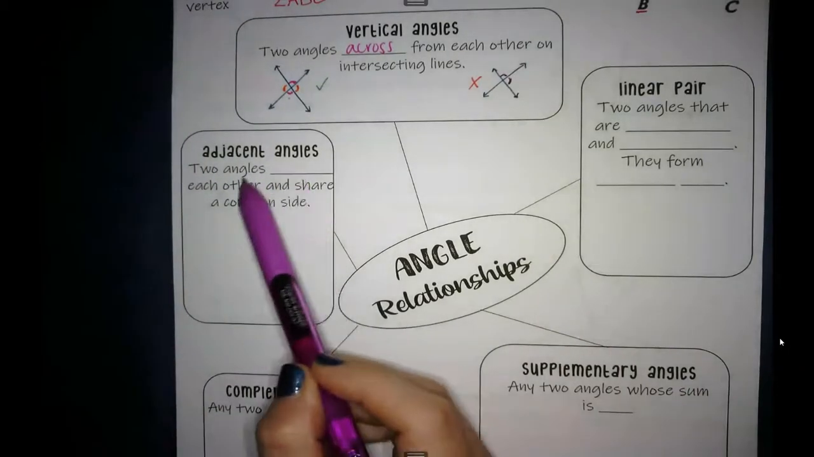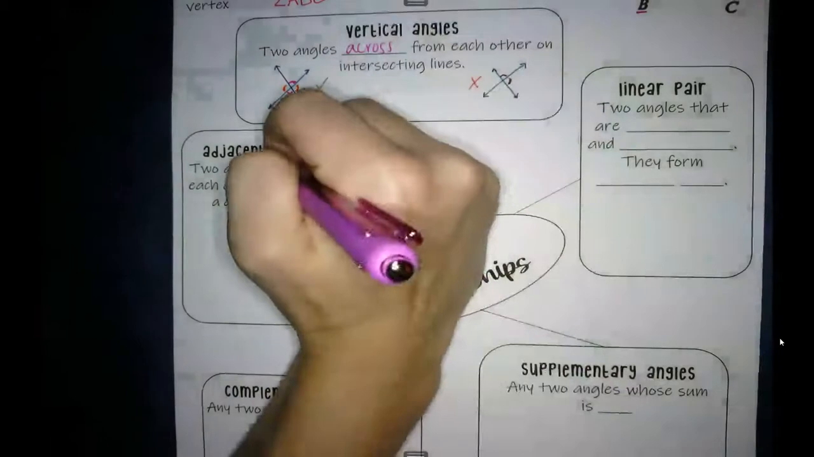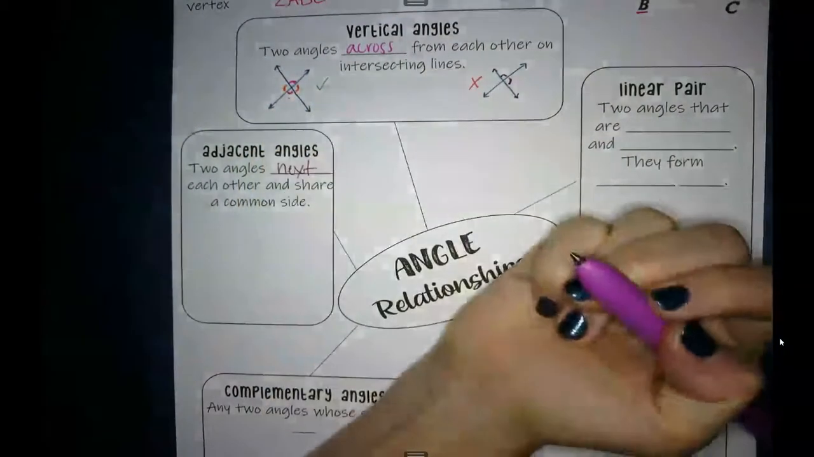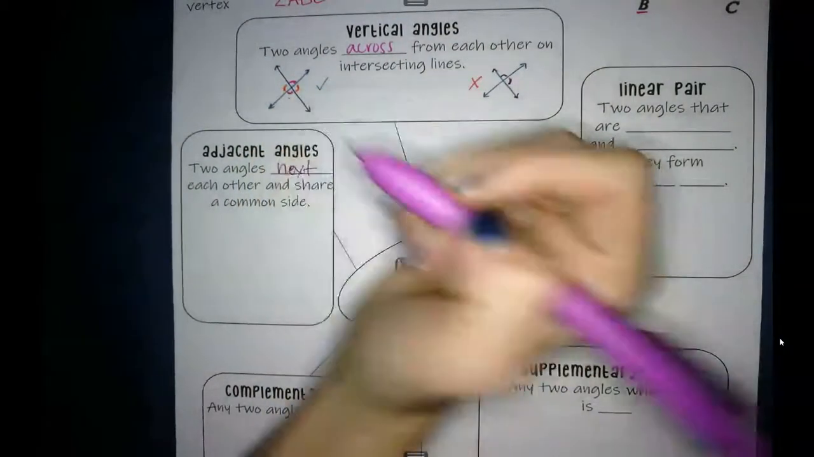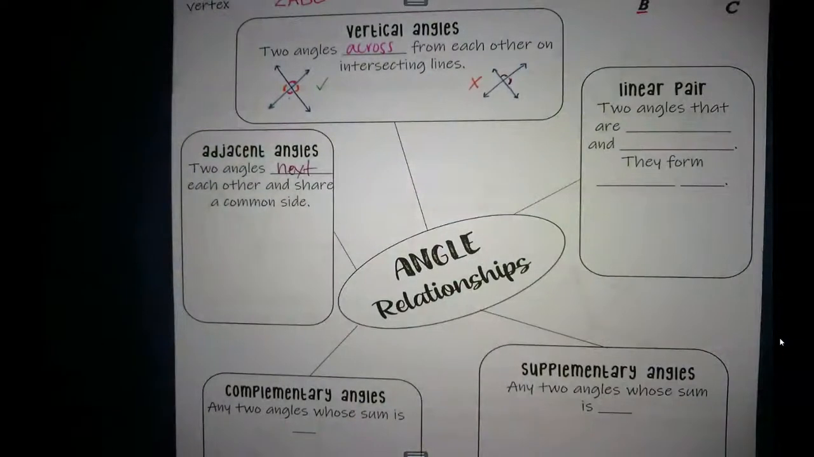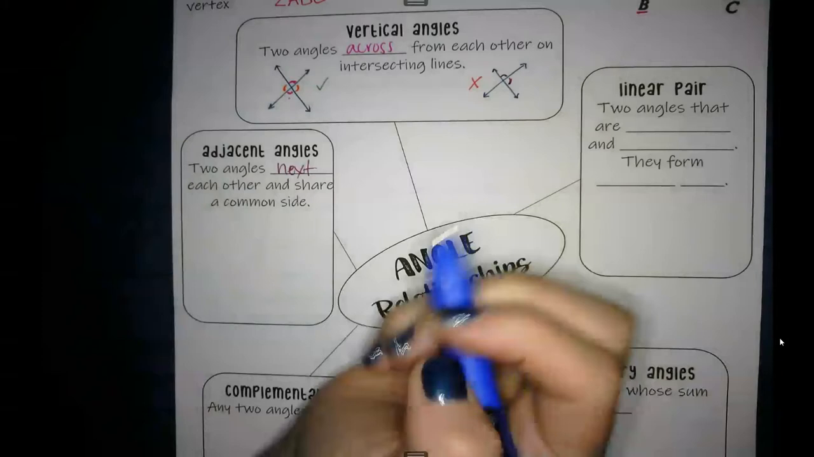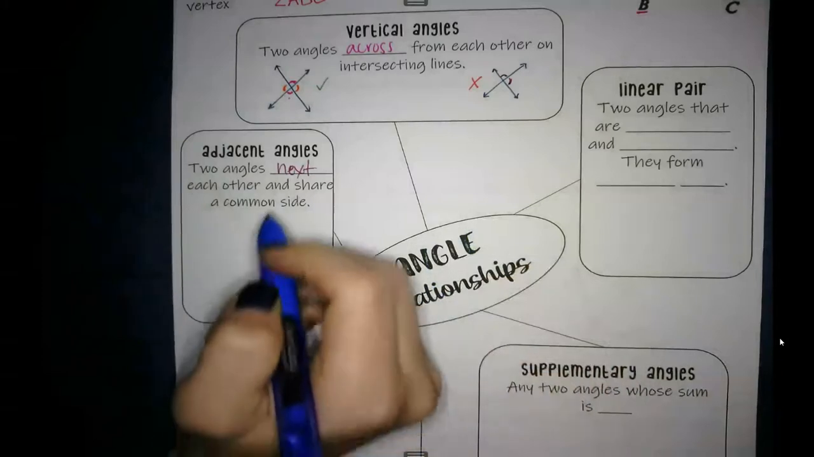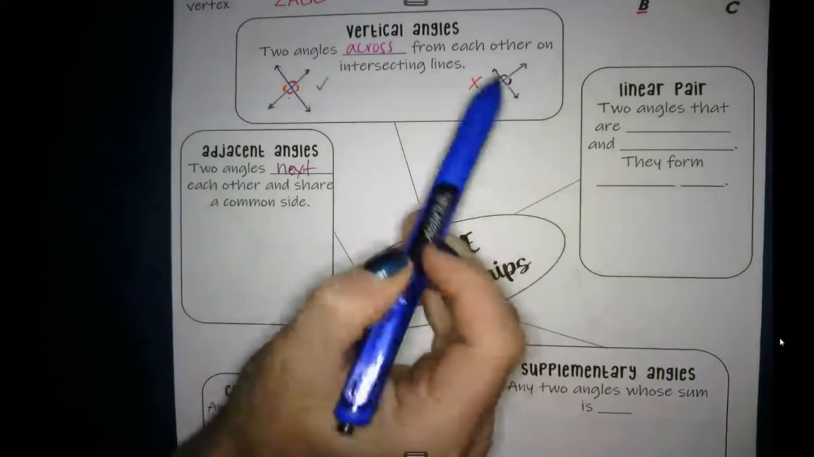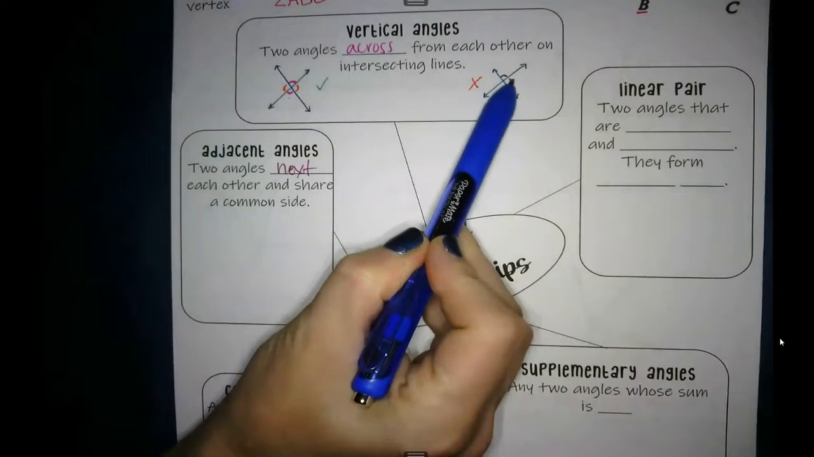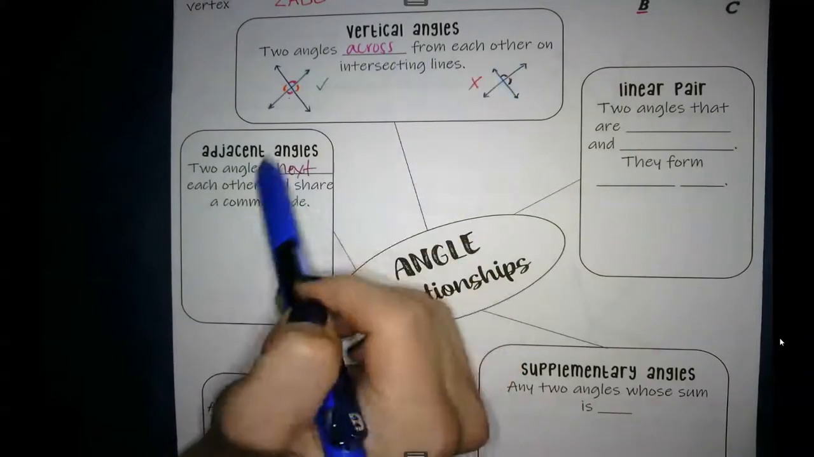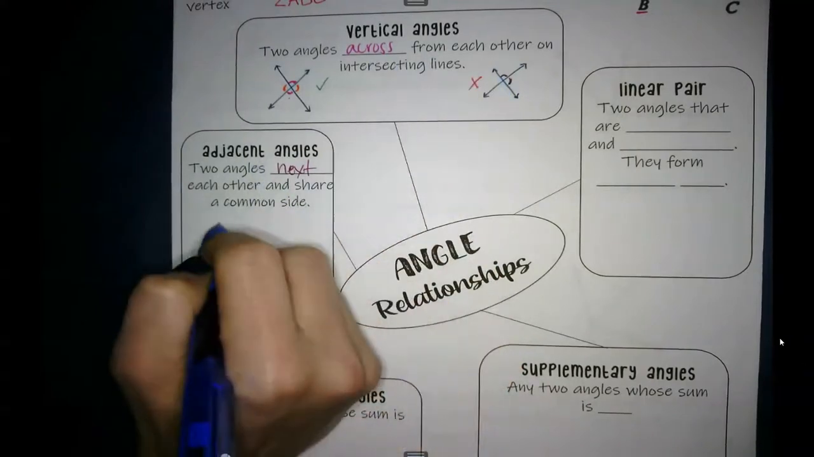Adjacent angles. These are two angles that are next to each other and share a common side. So this can be any two angles that are next to each other. So these up here that I said were not vertical angles are actually adjacent angles.